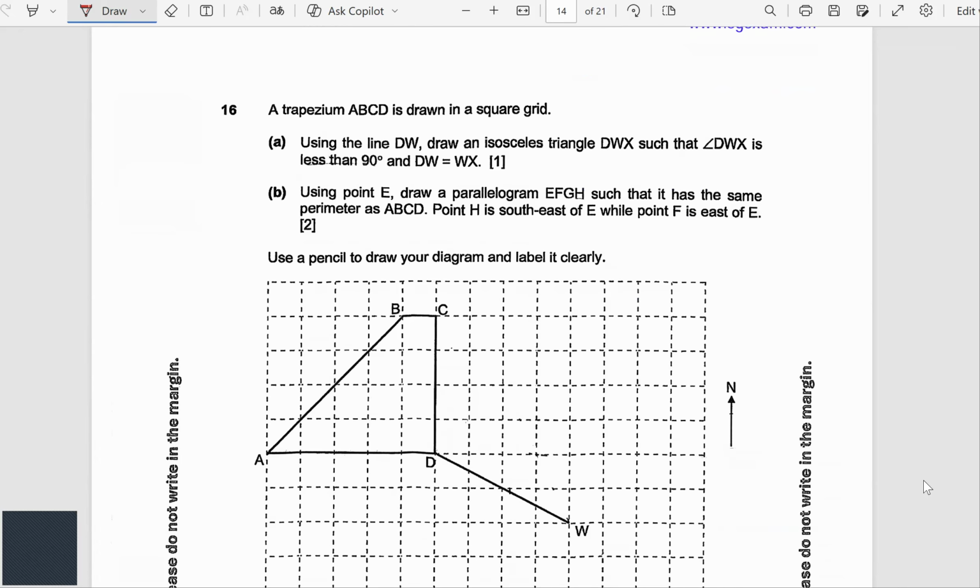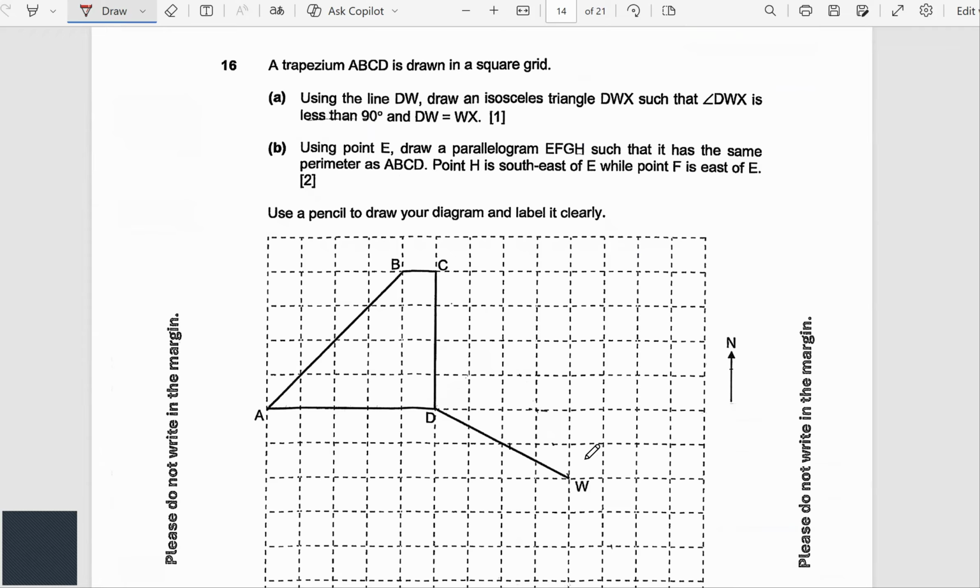Question 16. A trapezium ABCD is drawn on the square grid. So using the line DW, you're supposed to draw an isosceles triangle DWX such that angle DWX is less than 90, DW equals to WX. Okay, so DW equals to WX. DW is one of the equal sides. Angle DWX is less than 90.